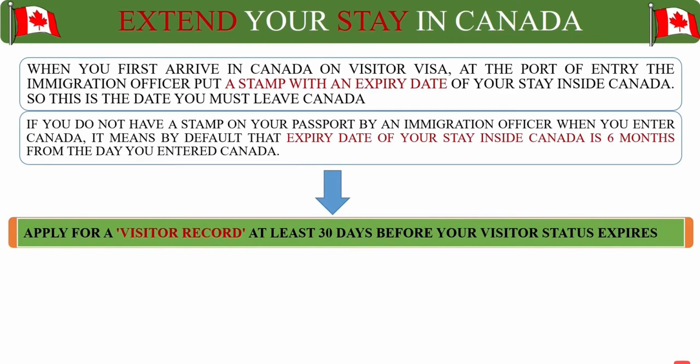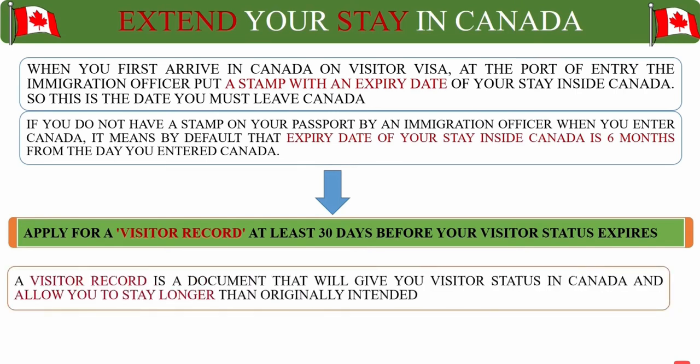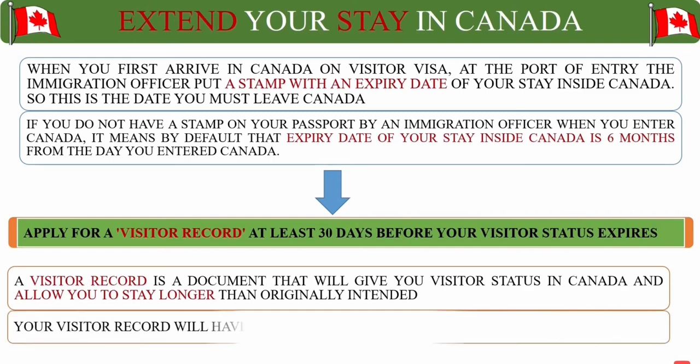What is a visitor record? A visitor record is a document that will give you visitor status in Canada and allow you to stay longer than originally intended. Visa extensions must be requested before your current status expires. If approved, your visitor record will have no expiry and you will be allowed to live longer inside Canada.